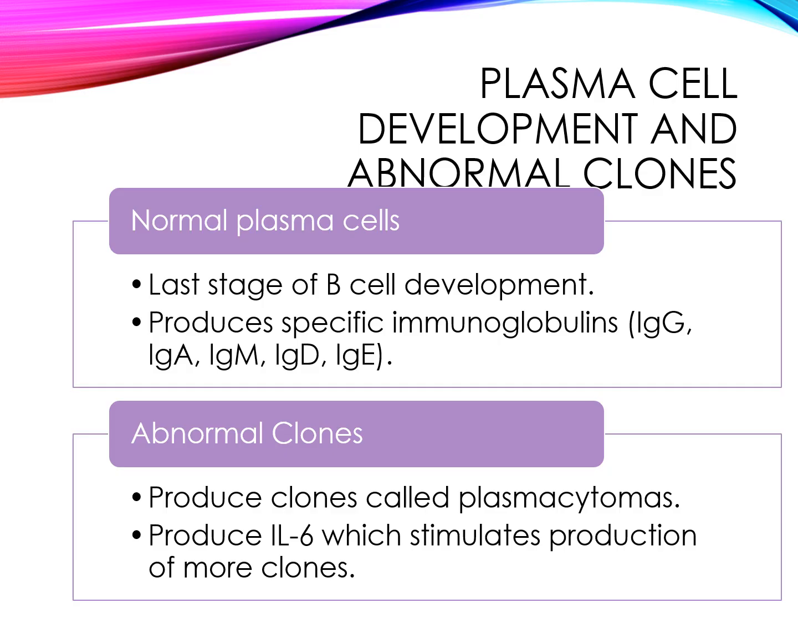Now, sometimes things go wrong and we have these abnormal clonal B cells. These are going to produce clones called plasmacytomas. They produce an interleukin 6, which stimulates production of more clones. And that interleukin 6 also prohibits osteoblasts from rebuilding bones after it's been broken down. We're going to talk about that here in just a little bit more.